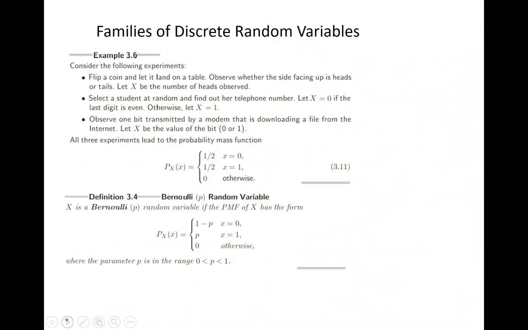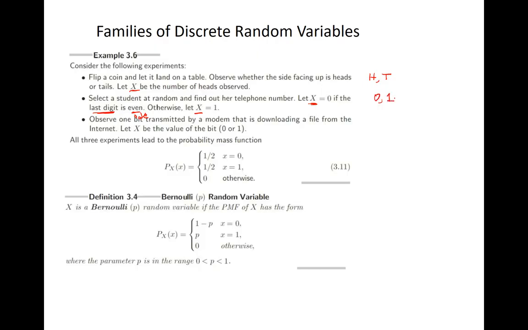Families of discrete random variables. Here we have some experiments. As you can see here, we define some random variables, X. Every time we get 2 outcomes, you see, head or tail, which is typical coin flipping. And the other one is random: we choose a random student and look at the last digit of the phone number. It might be either even or odd. And the result will be 0 and 1.